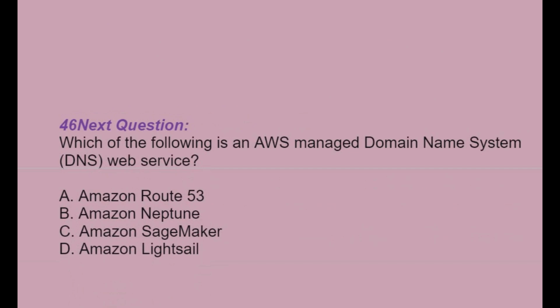Question is, which of the following is an AWS Managed Domain Name System DNS web service? Option A, Amazon Route 53. Option B, Amazon Neptune. Option C, Amazon SageMaker. Option D, Amazon Lightsail. Correct answer is option A.